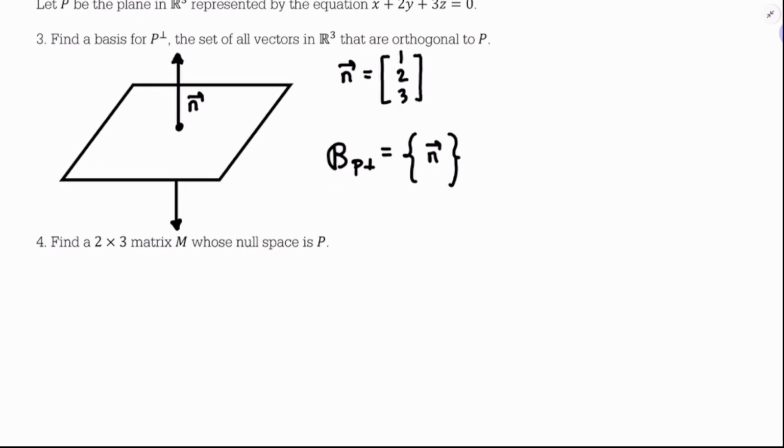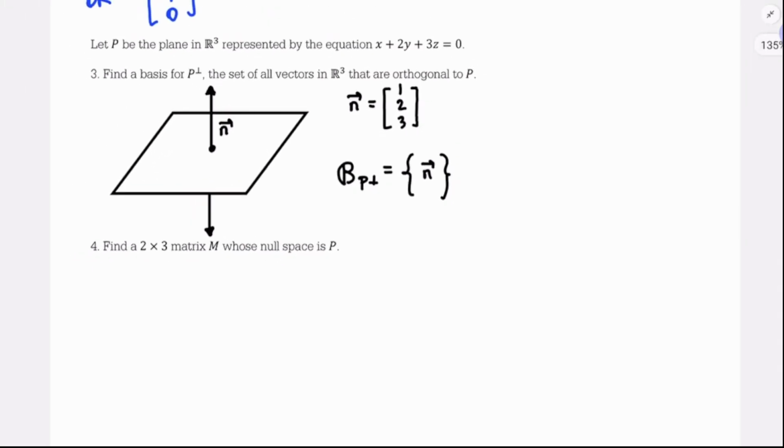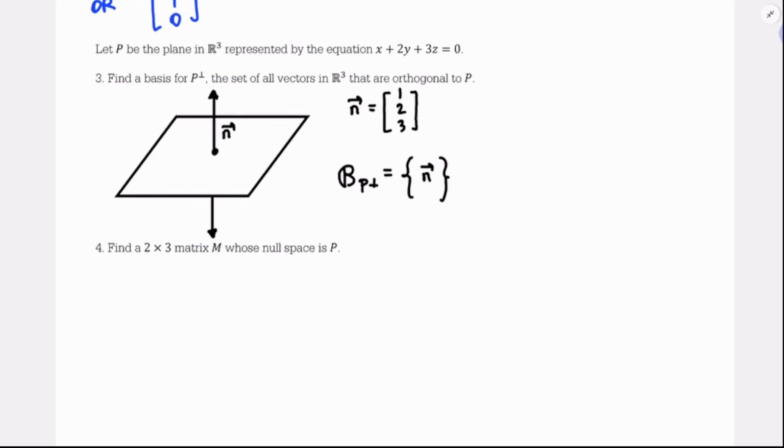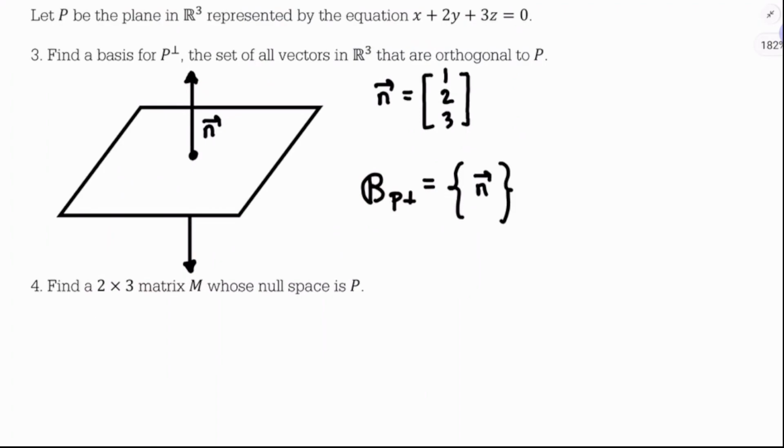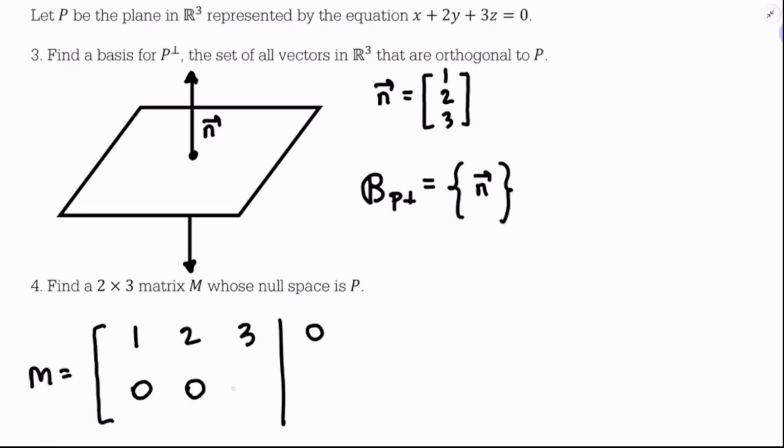Okay, then we'll find a 2 by 3 matrix M whose null space is P. And, okay, yeah, I think people really overthought this one. But you think about how you get the null space: you augment something with 0 and row reduce. And then think about what you get back at the end. Right, this might be what you got at the end, after row reducing. But then you would say, oh, okay, that means that x1 plus 2x2 plus 3x3.